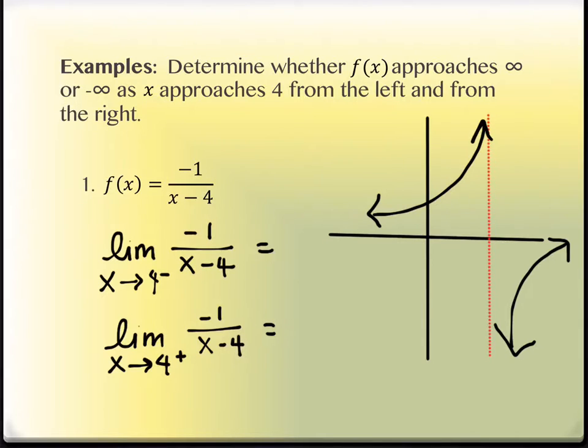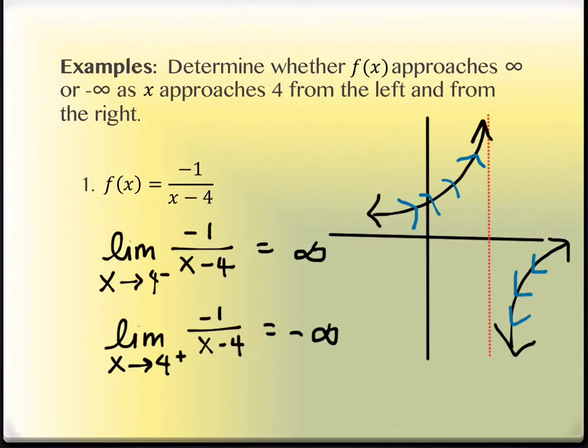Okay, so looking at this then, if we're approaching 4 from the left, we are on the left-hand side of 4, and we are going toward the x value of 4. Are we approaching infinity or negative infinity? It's infinity. What about over here on the right-hand side? We're approaching x equals 4, but from the right, so we're going this direction. Infinity or negative infinity? Negative infinity. Okay.